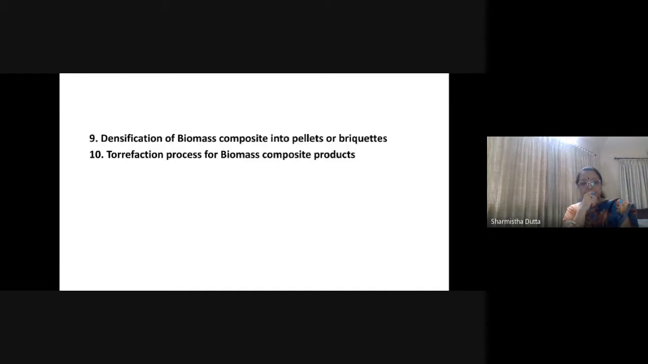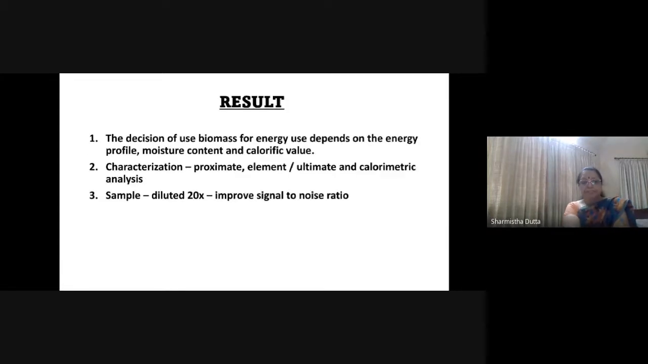Torrefaction process for biomass composite products. Torrefaction is the thermochemical process involving the interaction between drying and incomplete pyrolysis. That is, the decision to use biomass for energy depends on the energy profile, moisture content, and the calorific value. These characterizations involve the proximate, the ultimate, and the calorimetric analysis.